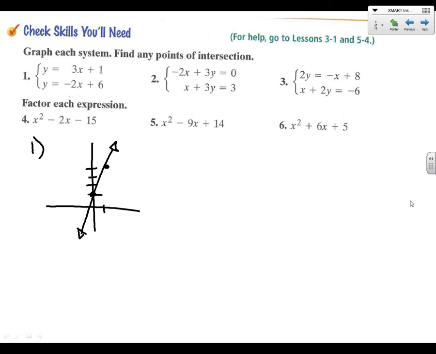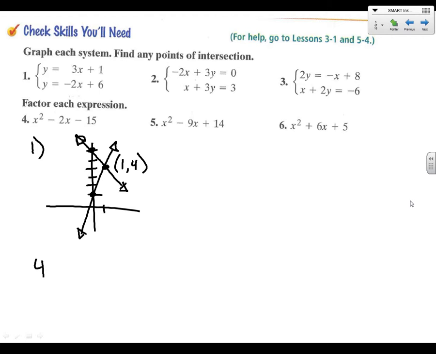And then we have negative 2x plus 6. So we'll go up 6. And we'll go down 2 over 1. And fortunately, this one intersects very nicely. Right here at 1 comma, is it 4? 2, 3, 4. Yep. 1 comma 4 is our intersection.